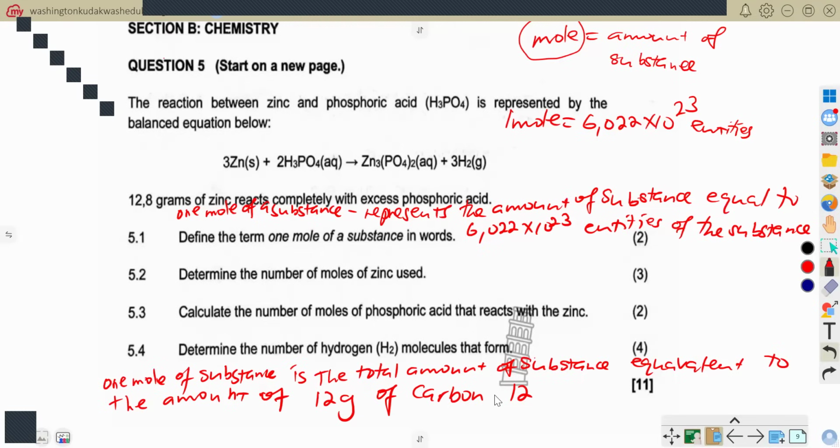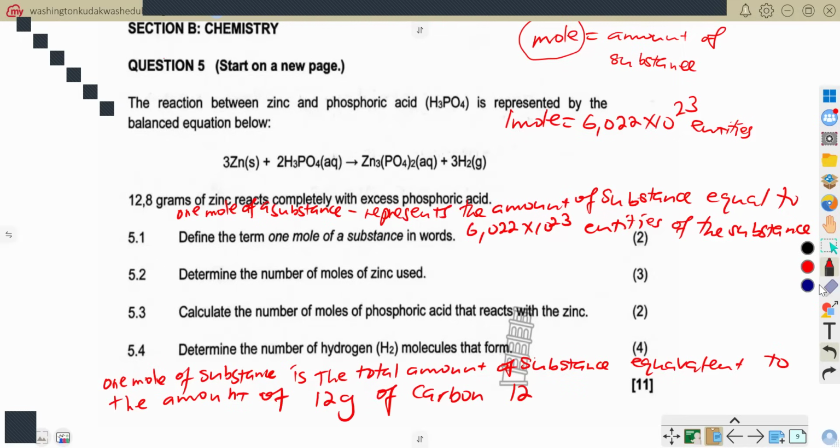Carbon 12 is a carbon isotope with a molar mass of 12, so 12 grams divided by its molar mass of 12 gives you 1 mole. They determined that the amount of 1 mole of carbon 12 was equivalent to 6.022 times 10 to the power 23 entities, and they used that as the unit for 1 mole. So you can define 1 mole in terms of these two.